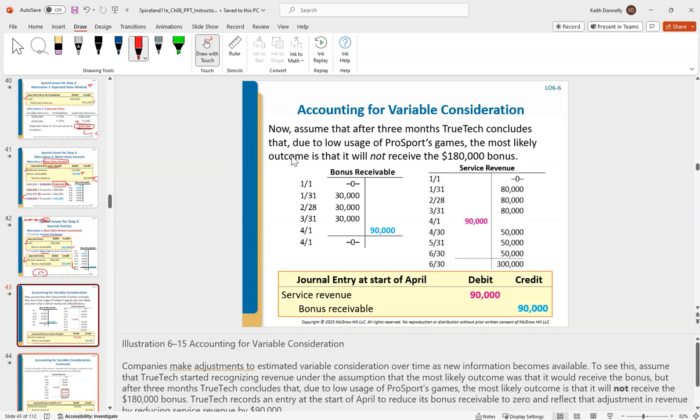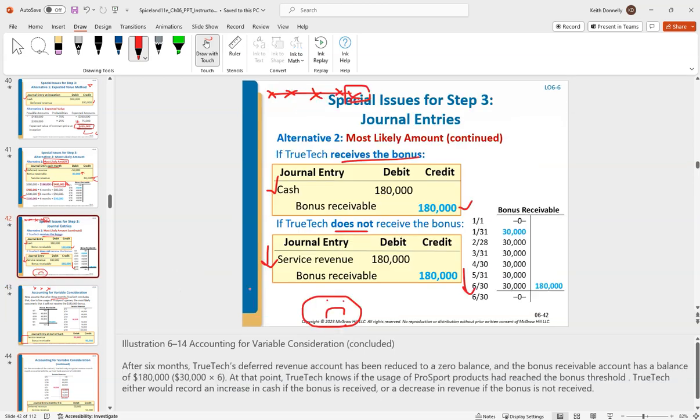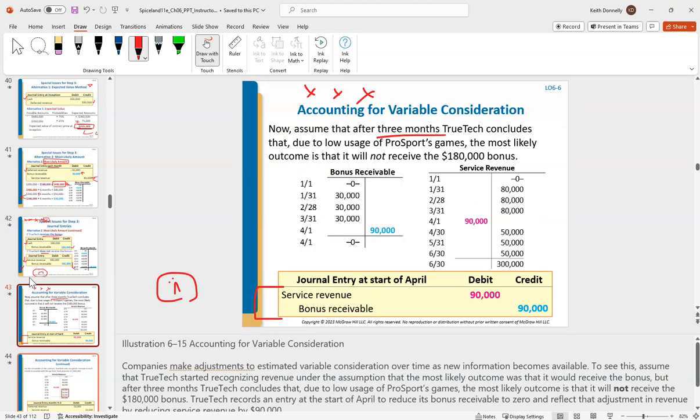This is just some variations on this. It says assume after 3 months, so you were doing that journal entry for 3 months. We conclude that we're not going to get the bonus. Well, at that point in time, you're going to do the frowny face entry, but for 3 months: 30 grand times 3 months. It's the same as this thing right here, except it's for a 3-month period.